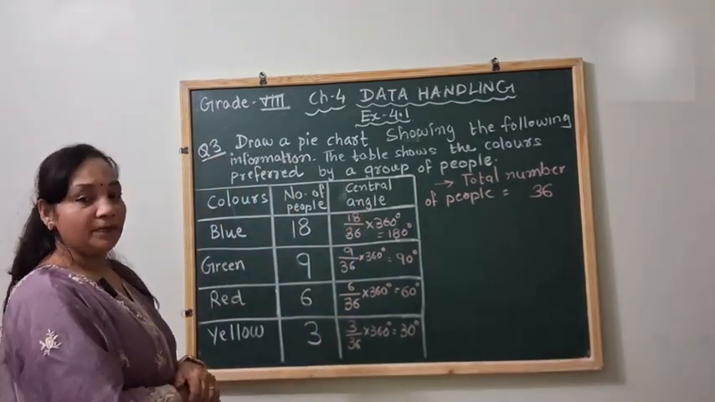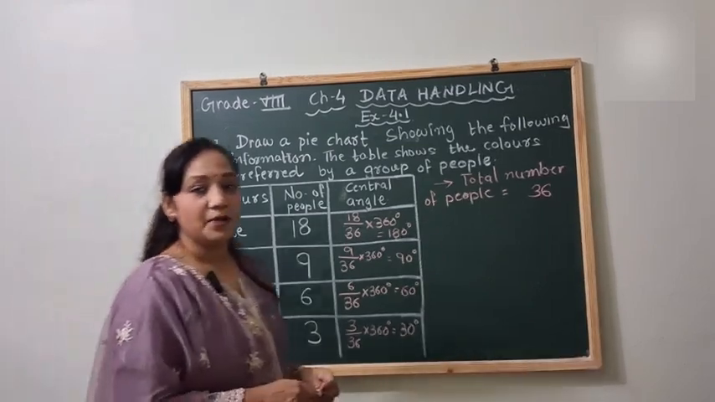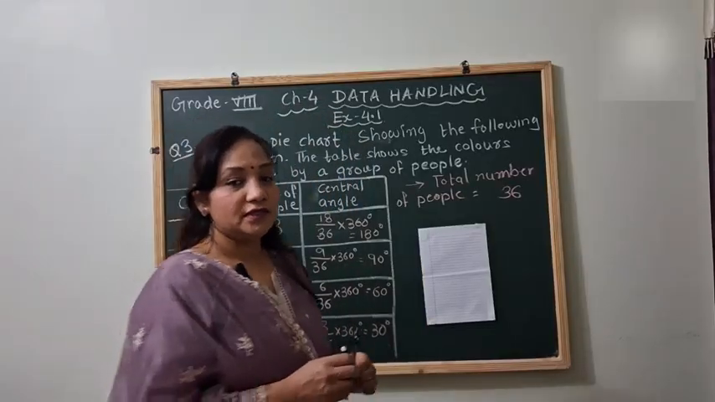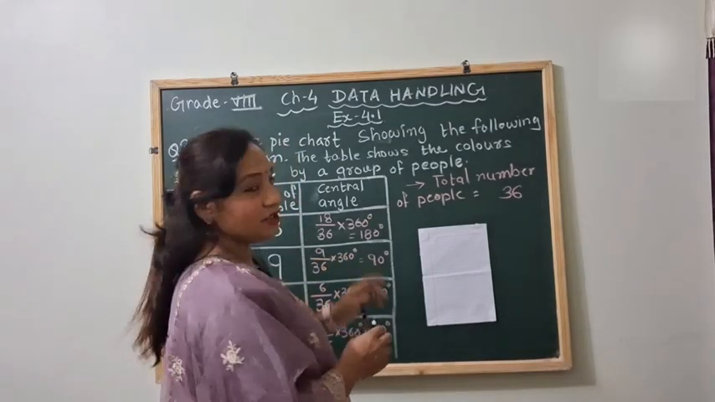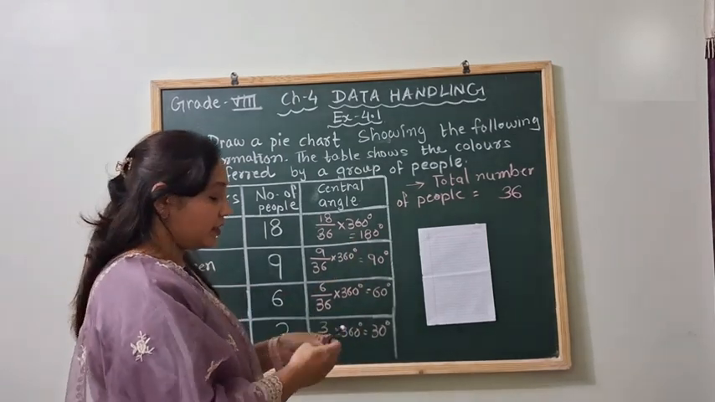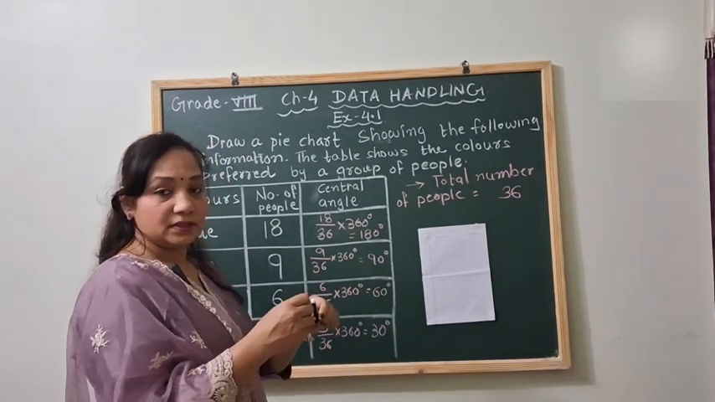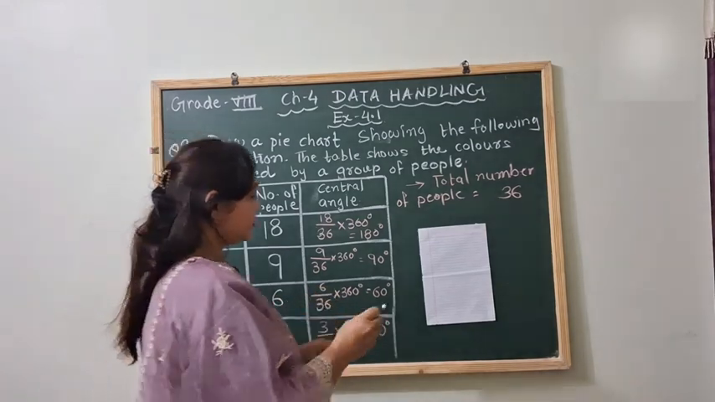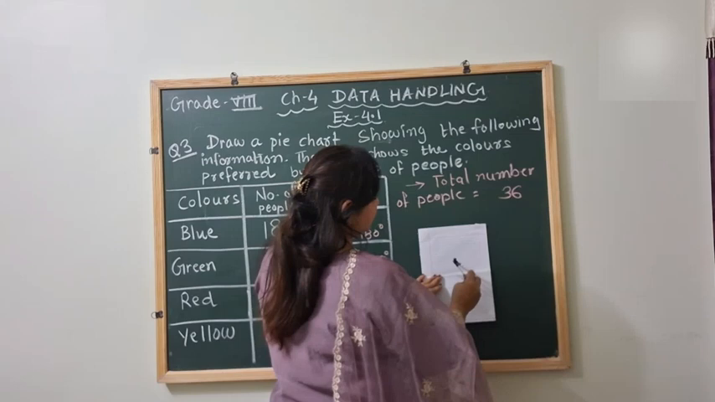Now we will prepare a pie chart. So let us start, students, preparing a pie chart. Let us now draw the pie chart based on this information. We already have the central angles. You will just take a compass or a rounder and make a circle out of it.